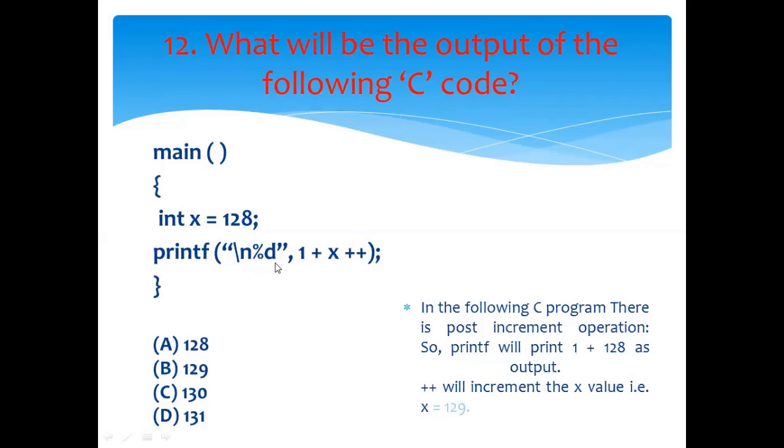So first 1 plus x is added up, that is 1 plus 128, which will be 129. It is first printed, then the post-increment happens. 129 after printing will be incremented to 130. But when we print the value using post-increment, the output will be 129. That is our option B, 129. Let's see this with an execution.